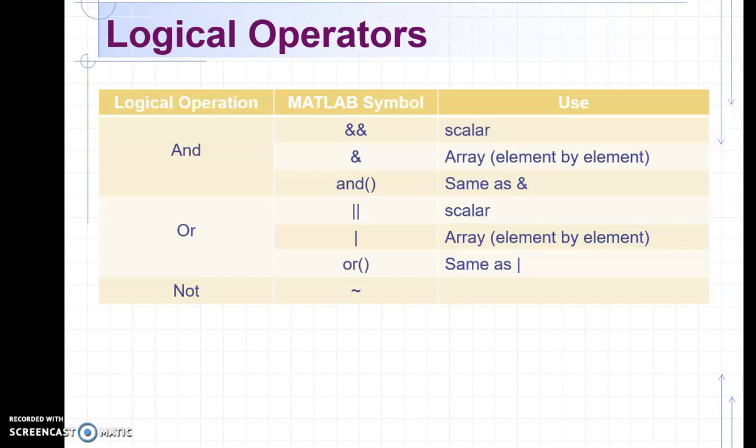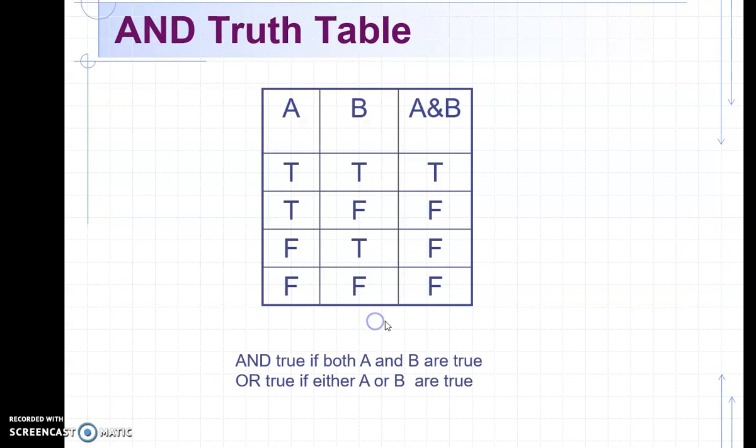A couple of variations. If you're just doing 2 simple numbers, then you can use the double and. If you're doing an array and you want to check it element by element, use the single and, or there's a function. Same thing with the or. That's called the pipe. Use a double pipe, single pipe, or the not operator.